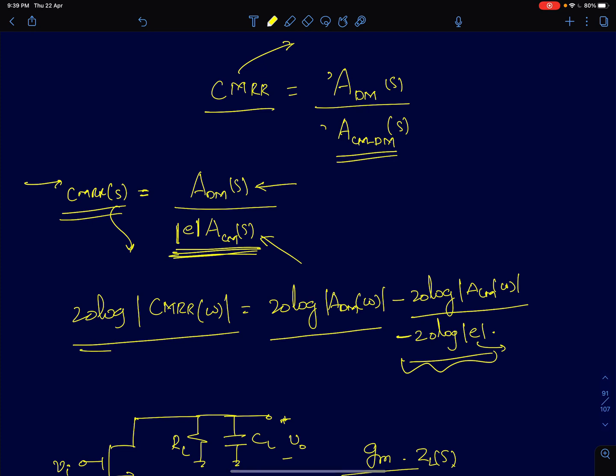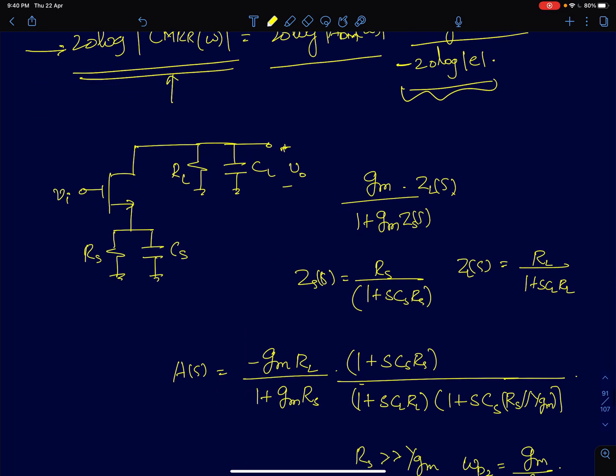So to get the frequency response of the common mode rejection ratio, all you need to do is first plot the Bode plot for the differential mode gain, then plot the common mode gain and subtract the two, taking the difference A_dm minus A_cm in decibels, and then add this term, minus 20 log of e. So minus 20 log of e will be a positive quantity, we'll have to add it, and then we get CMRR. So this is what we are going to do. We'll take a set of differential amplifier circuits, and then we will analyze and see how all these parameters look.